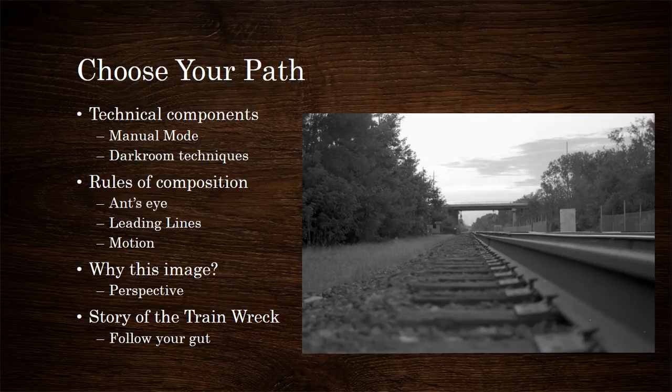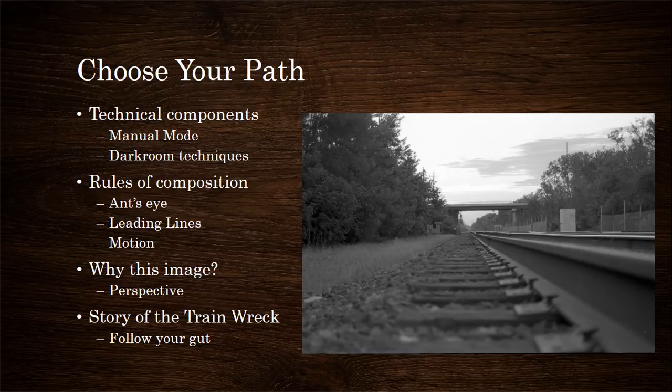Choose Your Path was taken along some train tracks in Tinley Park, Illinois with a 35mm camera. The first technical component I was trying to achieve was my skills within the manual mode setting. I paid close attention to the light meter to ensure I was achieving a perfectly exposed image. The second technical component I utilized was in the darkroom. I added some magenta through the filters on the enlarger to help improve the image.